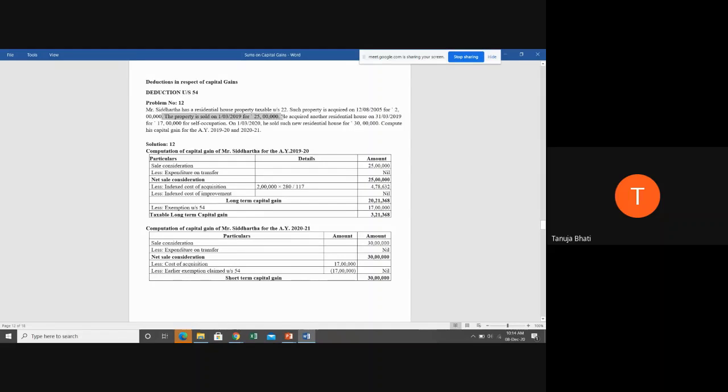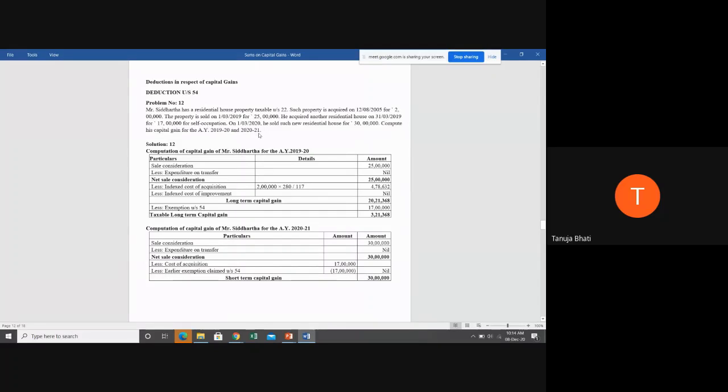Next, after selling this property, what he did, he acquired another residential house on 31/3/2019 for 17 lakhs for self-occupation. On 1/3/2020, he sold such new residential house for 30 lakhs. Compute his capital gain for the assessment years 2019-20 and 2020-21.